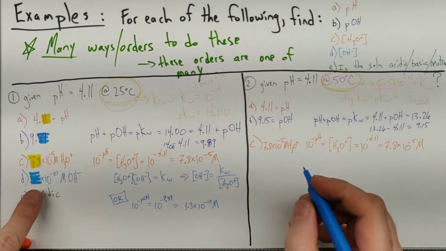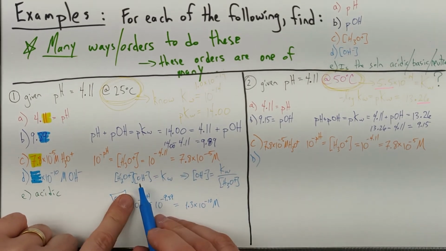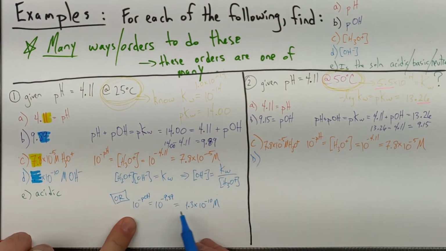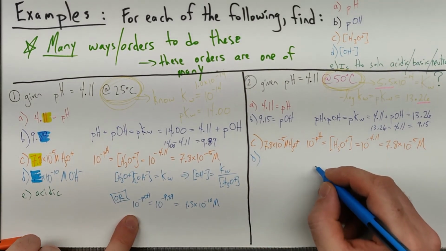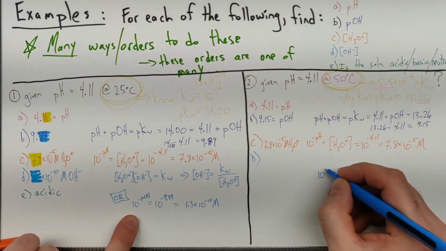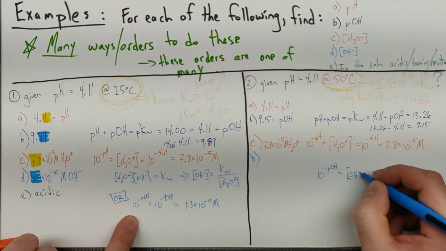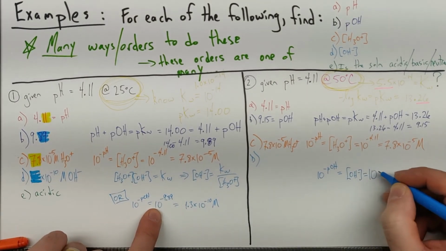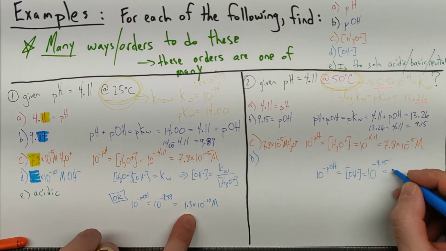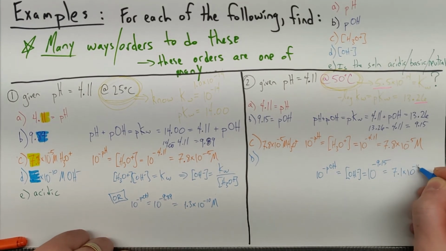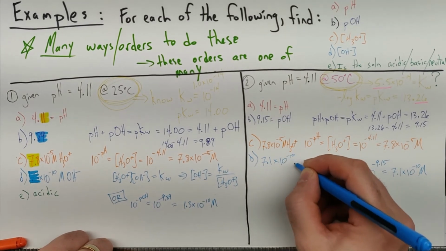And then our concentration of OH minus. We've got this way of doing it or this way of doing it. I think I found out that I inadvertently did it that way, so let's do it that way again. We know 10 to the minus pOH is our concentration of OH minus, which is 10 to the minus 9.15, and in this case that is 7.1 times 10 to the minus 10th molar.